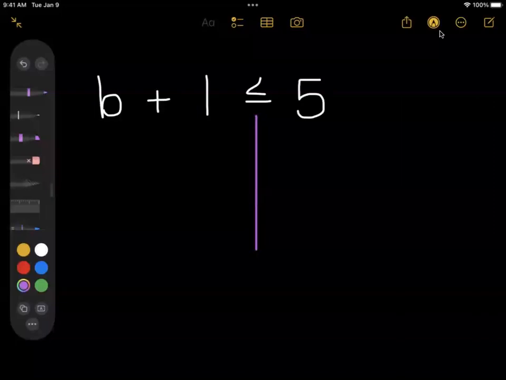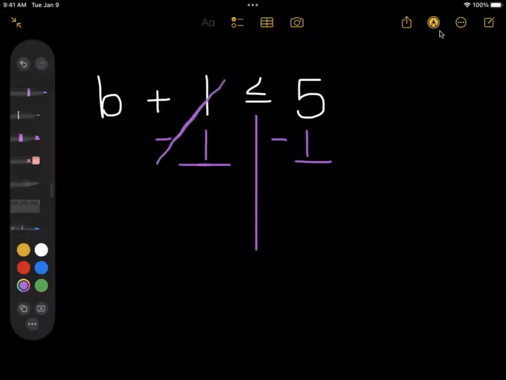In order to find out what B is less than or equal to, we need to move things away from B. So since we have this +1 on the same side as the B, we need to move it to the other side. The only way to move it to the other side is to do the opposite to both sides. So since it is being added by 1, we're going to subtract 1 because that is the opposite of adding. We're going to subtract these here.